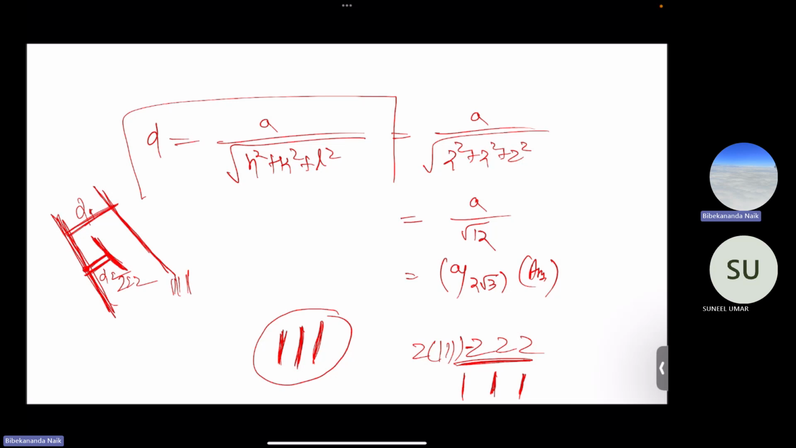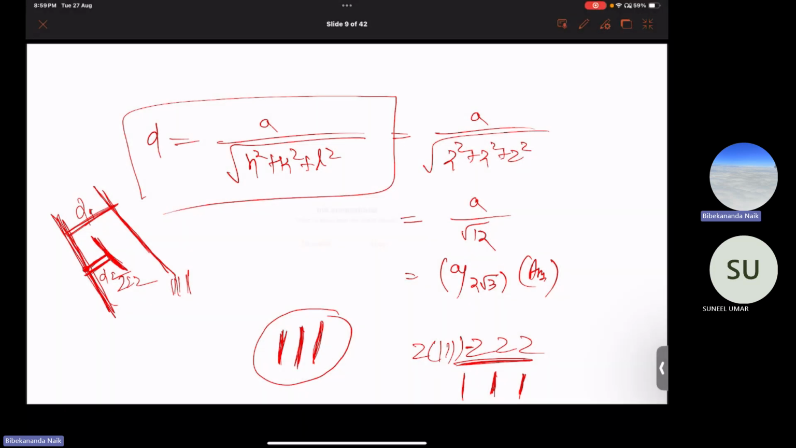For more understanding, you can see the lecture where the expression for this interplanar spacing has been derived. From the way of deriving, you can easily understand how the interplanar spacings are calculated. Okay, so with this we will stop today's interaction session.